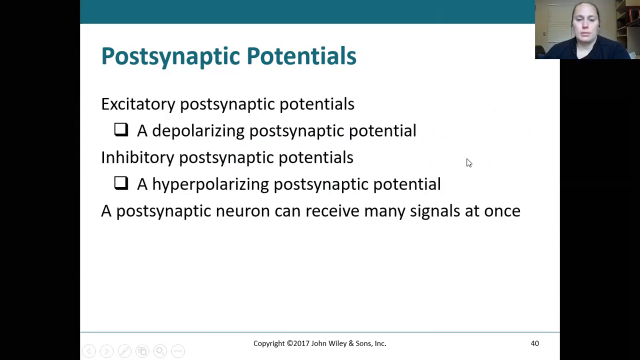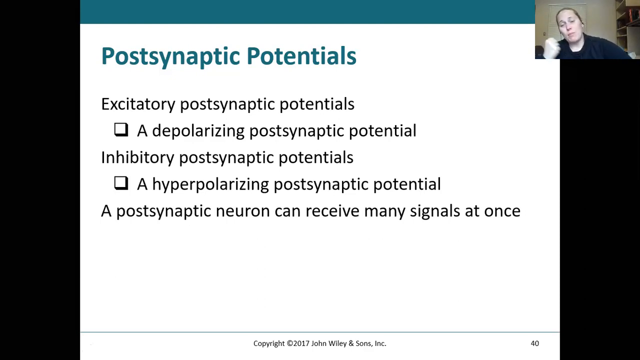Okay. A postsynaptic neuron can receive many signals at once, meaning it's got all those dendritic projections, and sometimes it's getting positive inputs, sometimes negative inputs. It can be receiving both excitatory and inhibitory postsynaptic potentials at exactly the same time. It's almost like living out in the world, right? You've got friends who are super exciting and super positive, just like, yay, world. And then you've got friends who are just not super exciting. So if you're the cell body, you take in all of these inputs, and it affects your overall affect.